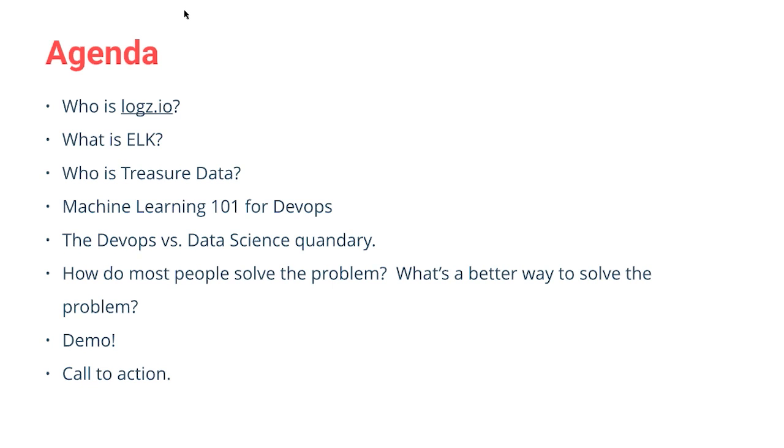And we're going to look at machine learning, a little introduction to machine learning, and also as it applies to various business problems. We're going to look at the DevOps versus data science quandary. And we're going to look at how most people solve these problems. We're going to see that often the solution involves having separate disjointed systems and losing insight as a result. We're going to propose a better way to solve some of these problems. We posit that to become proactive, machine learning based on historical data can help you. And last but not least, we're going to jump into a demo, and we have a little call to action for you.